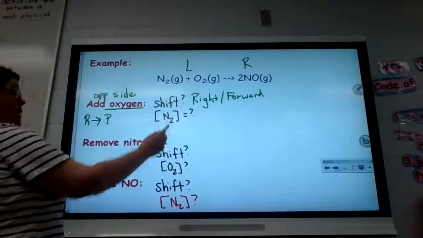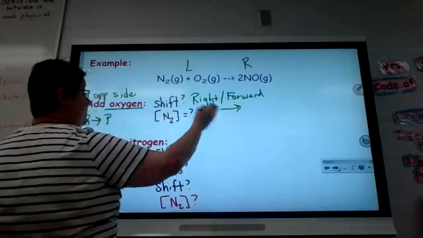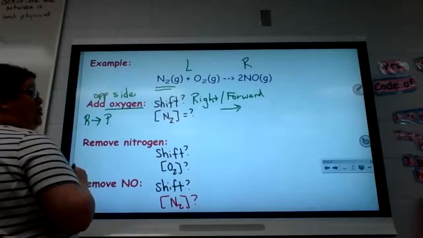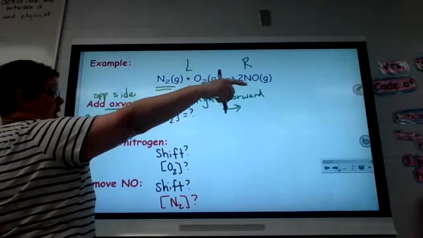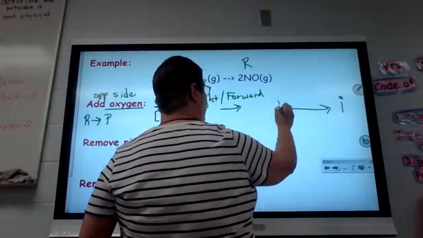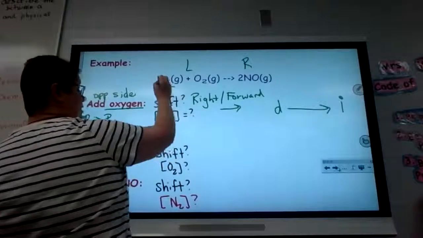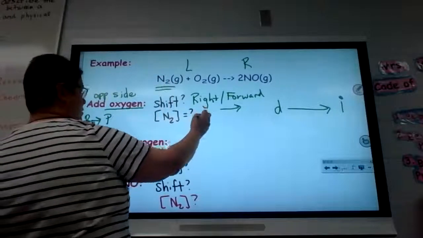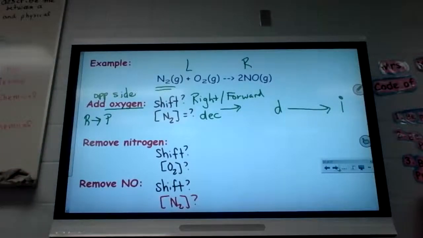So will N2 increase or decrease? Where's N2 at? It's a reactant, so if it goes that way, remember, anytime it goes this way, that will increase. This will decrease. So N2 is going to decrease. Anything that's on the left will decrease, and whatever's on the right will increase, because you said it's going to the right.